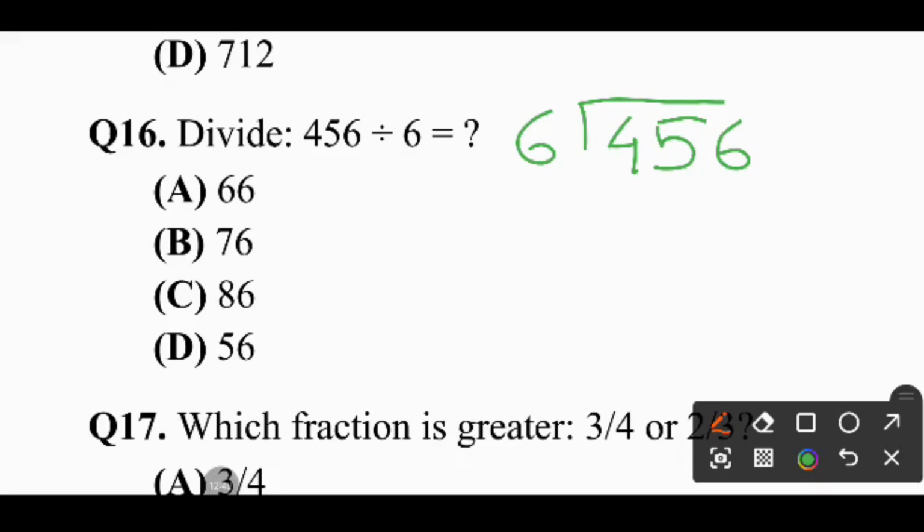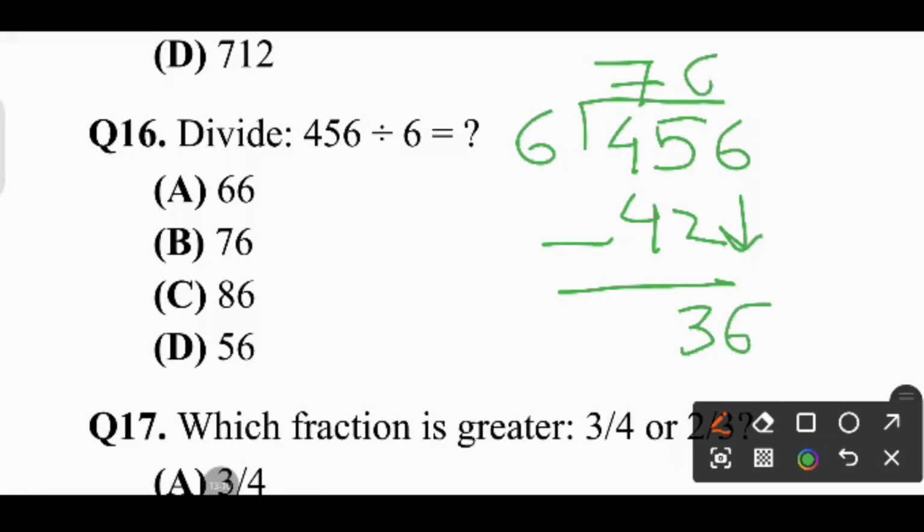6 sevens are, how much is it? 42. 6 sevens are 42. Then 5 minus 2 is 3. This 6 will be written like this. 6 sixes are 36, and we are left with 0. So the right answer is B, 76.